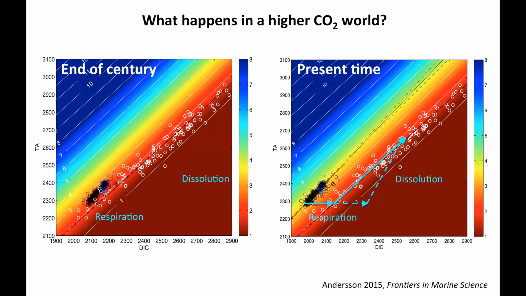So what will happen in a future higher CO2 world? In a higher CO2 world, the surface seawater DIC concentration will be higher. Consequently, there's less organic material required to be decomposed to reach the solubility threshold. Once this is reached, again, there will be dissolution, but there will be more organic matter available to drive dissolution, resulting in an increasing amount of total dissolution.